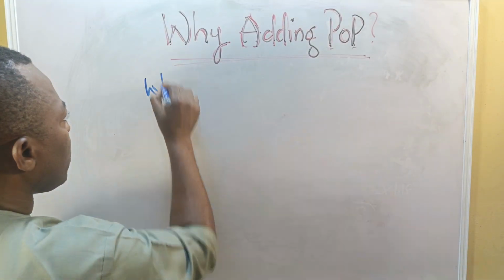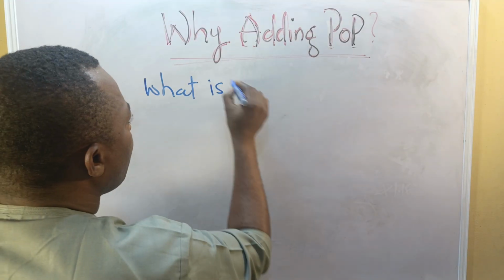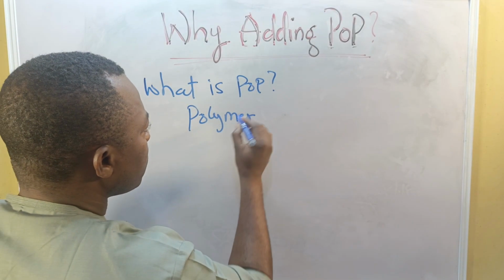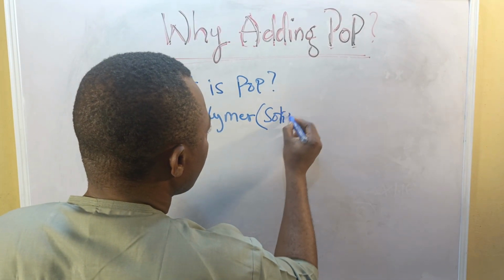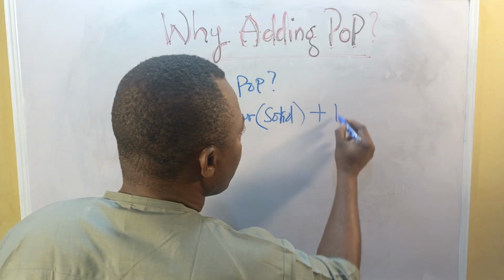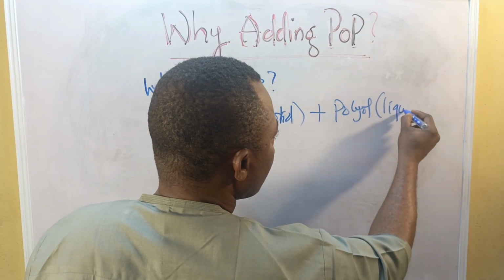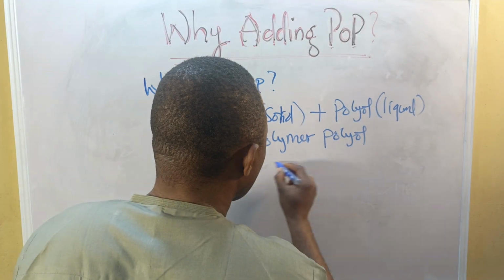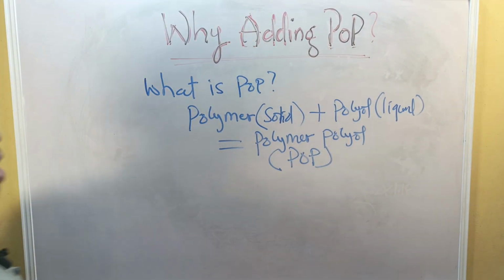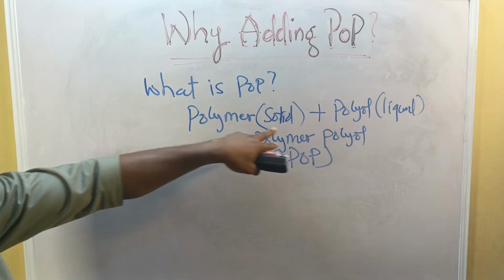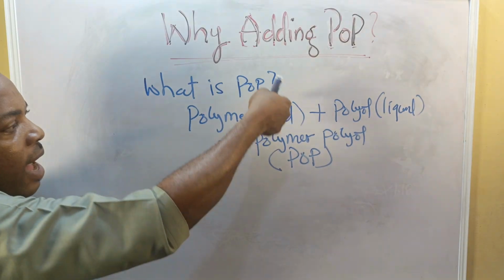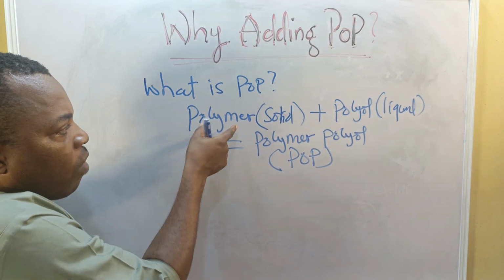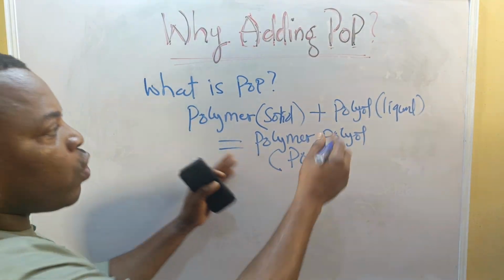Now, what is POP, in simple terms? Straightforward. Let me do this. Look at this: polymer, that is solid, plus polyol, liquid, equals polymer polyol, abbreviated as POP. So this is just the polyol. The polymer solid particles are dispersed in this polyol, and they are non-reactive. They do not react, but the percentage of that polyol that remains can react with the other one. I'm going to show you how it's formulated.